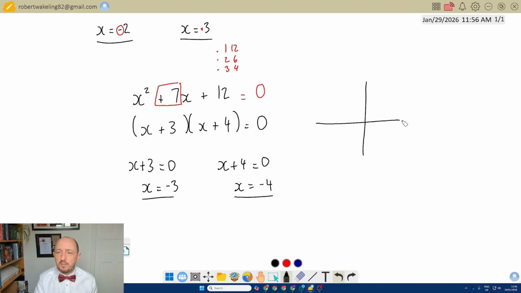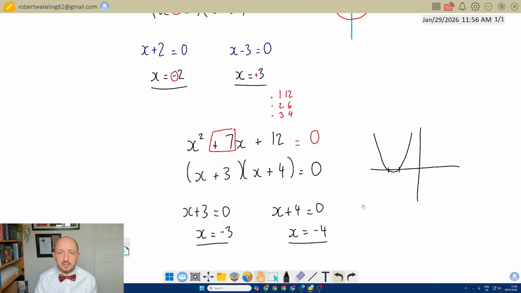Okay, so now that we've sort of got our head around this process, we should be able to roughly sketch what this graph's going to look like. We know that it goes through like -3 and -4, just roughly, so it might look something like this, and that will be a rough guide to what the shape of our graph will look like. Okay, so solving a quadratic, we factorise and take each bracket and make it equal to 0, solving for x.